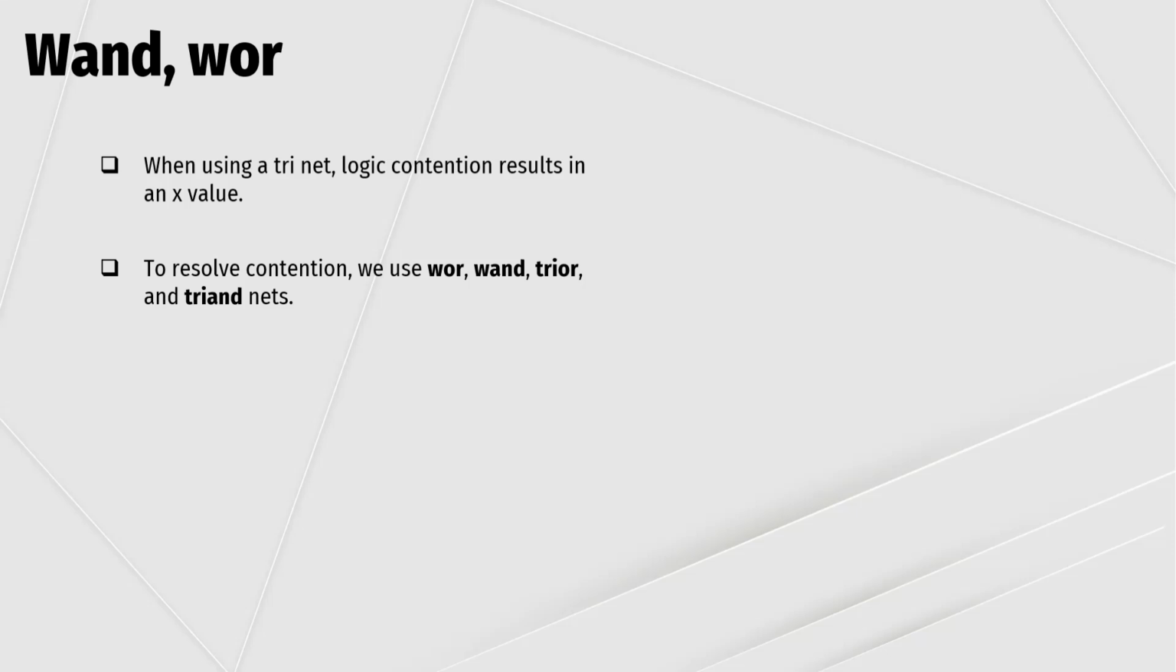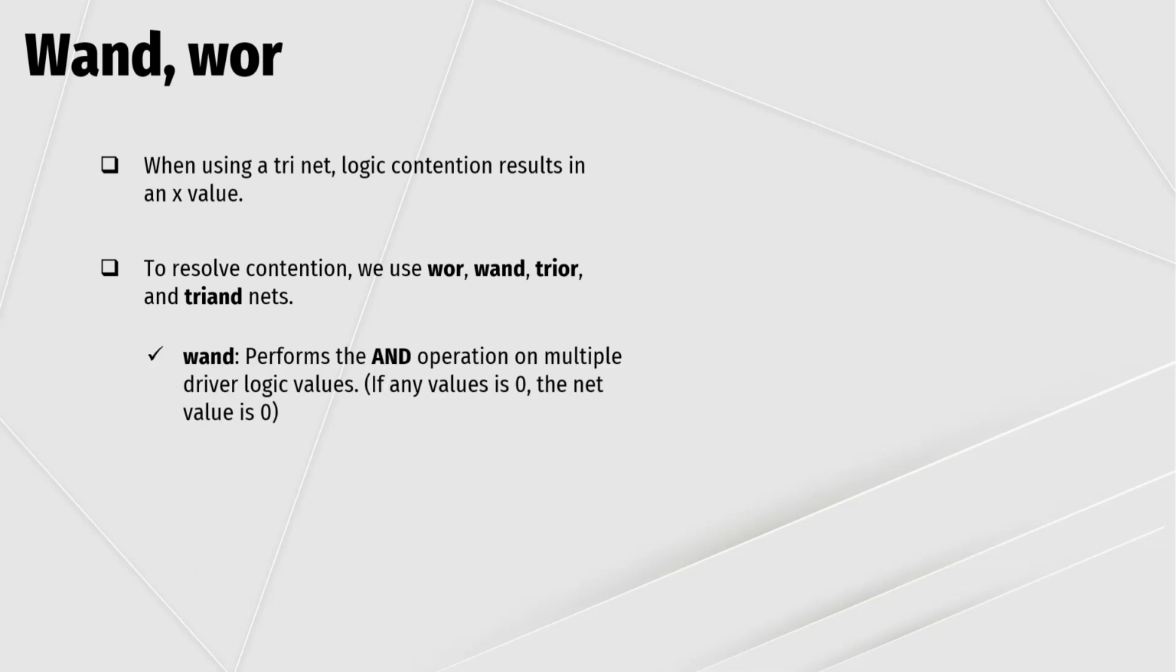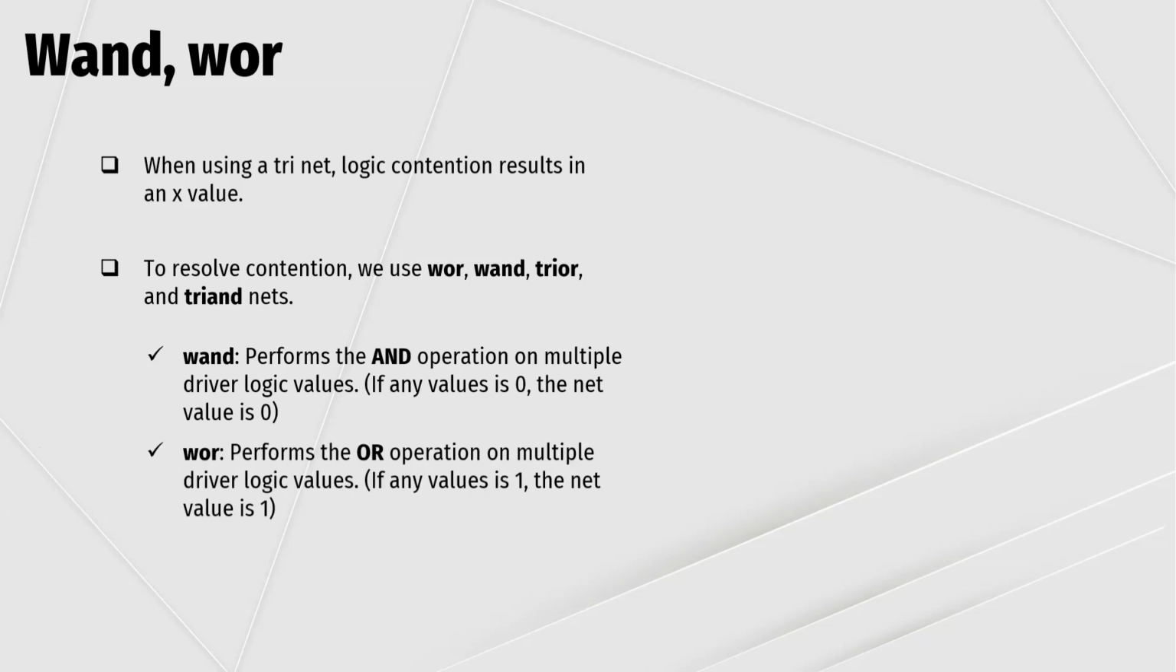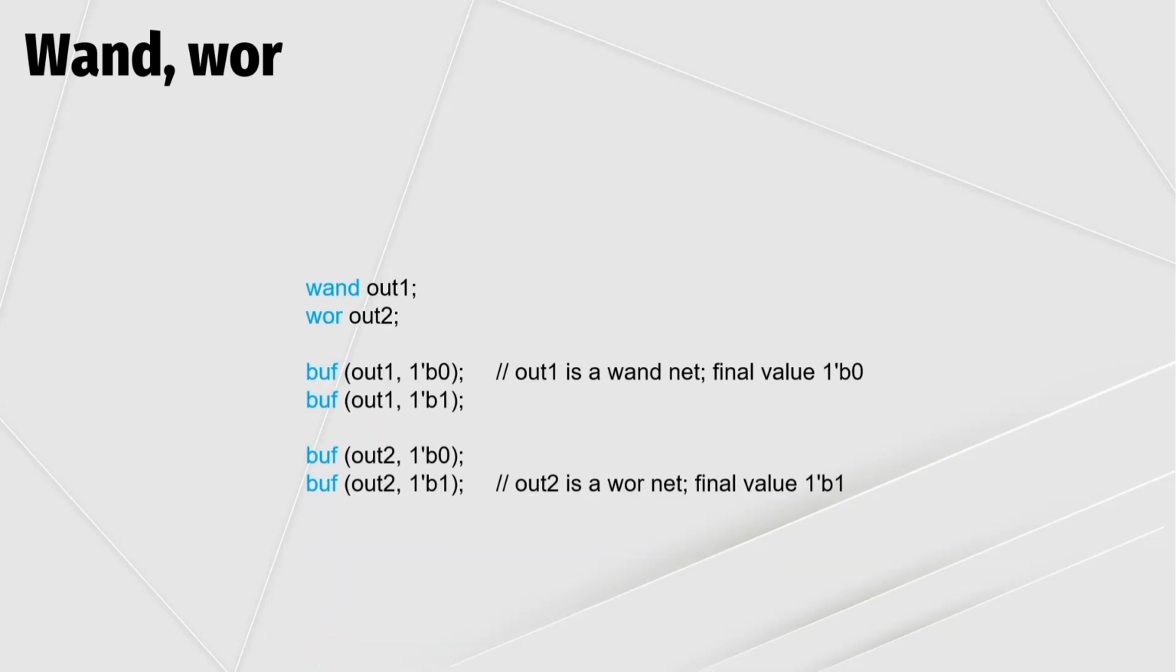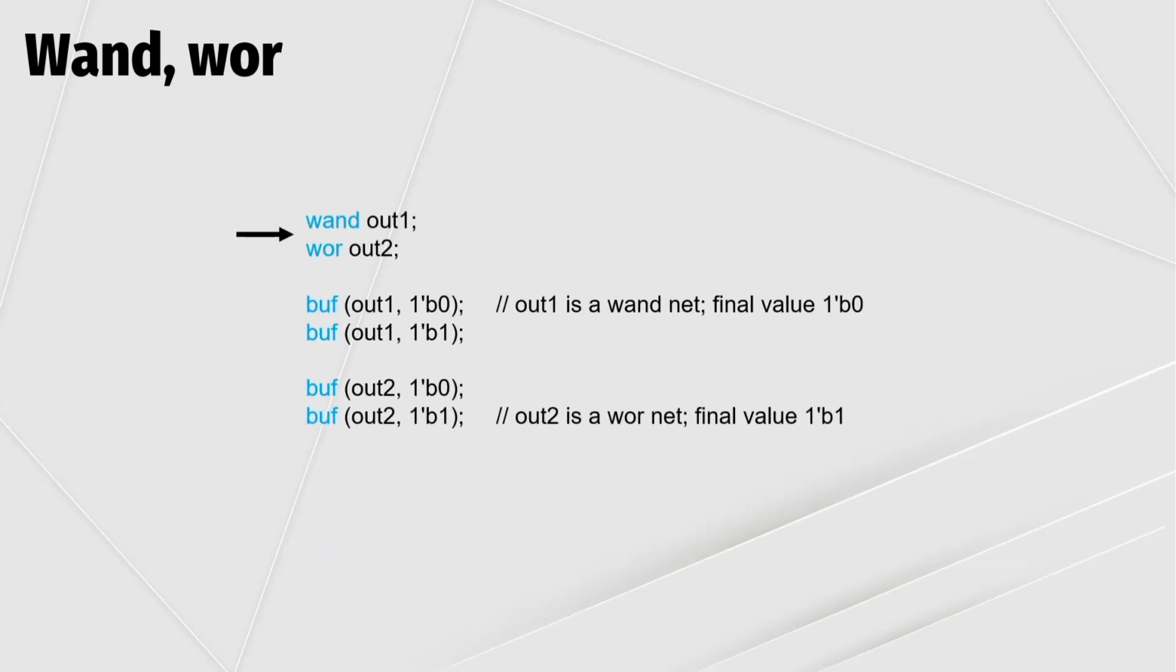Let's break these down. Wand stands for wired AND. This net performs the AND operation across all the drivers. So if any of the drivers is 0, the net value will be 0. Think of it like a chain. If one link breaks, the whole chain fails. Wor stands for wired OR. This net performs the OR operation. If any driver is 1, the net value will be 1. It's like having multiple switches to turn on a light. If any switch is on, the light is on. Trior and triand work the same way as wor and wand, but are used in slightly different contexts, often involving tri-state logic.